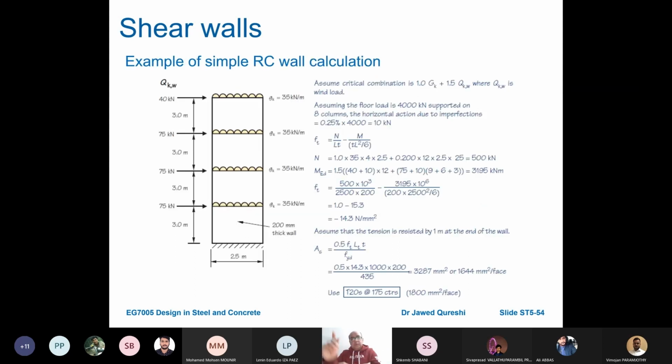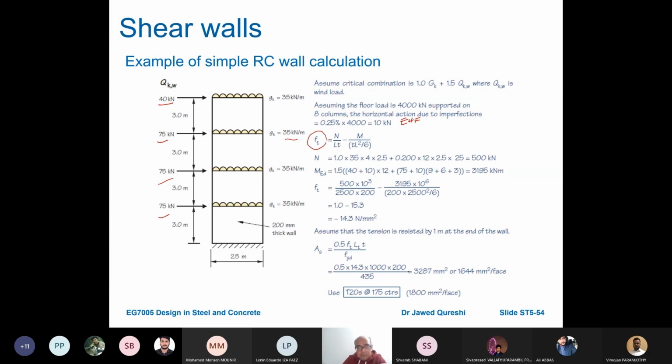Now this is an example of the design of a shear wall, so I will not go into much detail. KQW is the wind load, it is given. Obviously, we have worked it out somehow. Load on the beam is given in kilonewton per meter. Assuming the floor load of 4000 kilonewton is supported on 8 columns, the horizontal action due to imperfections is EHF. Tensile stress is worked out.